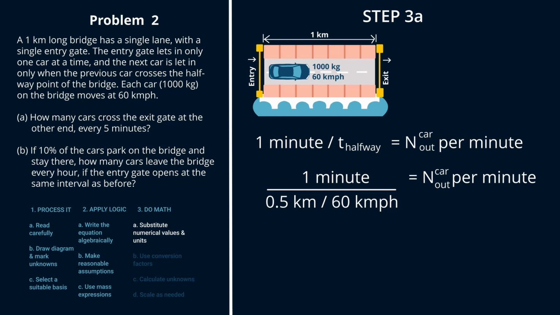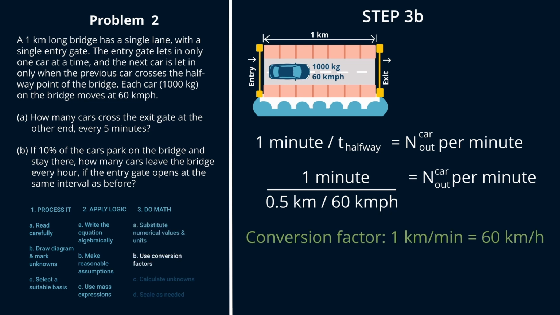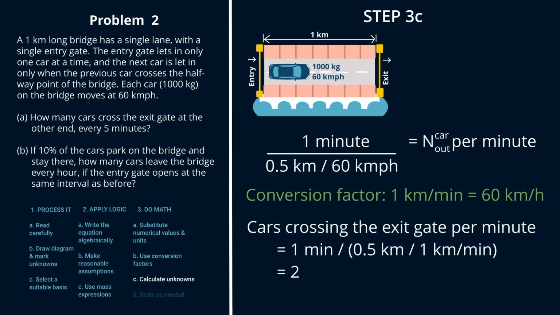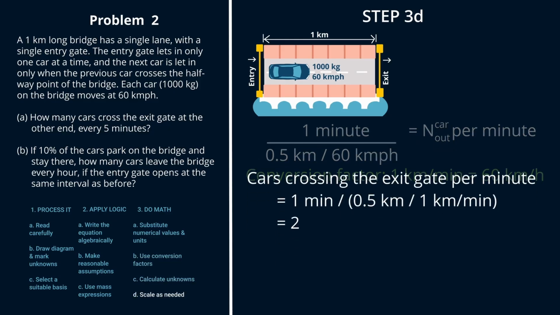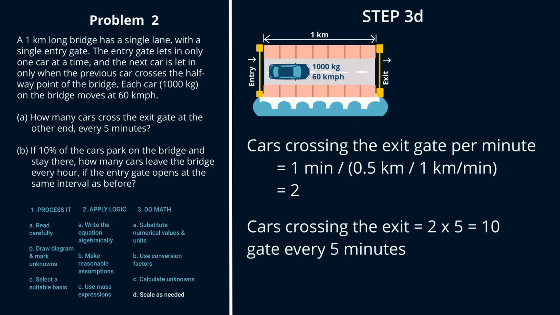We can substitute the numerical values with units. Conversion factors are required. Computing this gives us the rate of cars leaving the bridge. We can now scale it up to match the requirements of the problem.